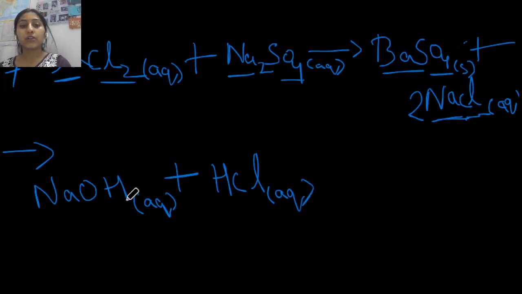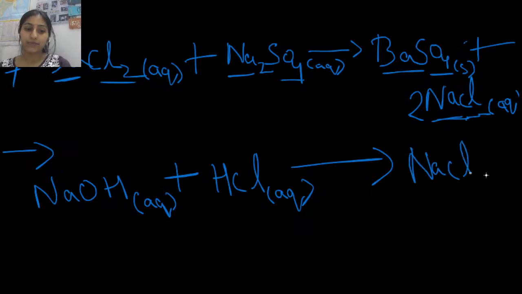So sodium hydroxide is reacting with what we call HCl. It is reacting with HCl and resulting in the formation of what? Water and NaCl. NaCl is in aqueous form, plus water is what? Liquid. So water in liquid form.